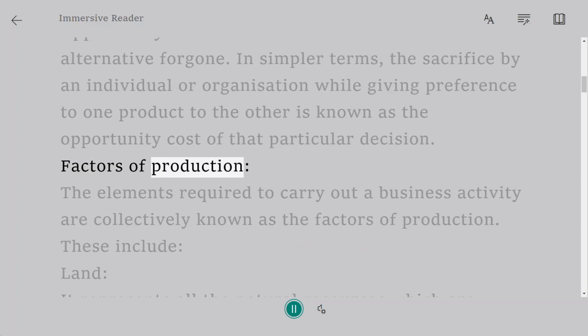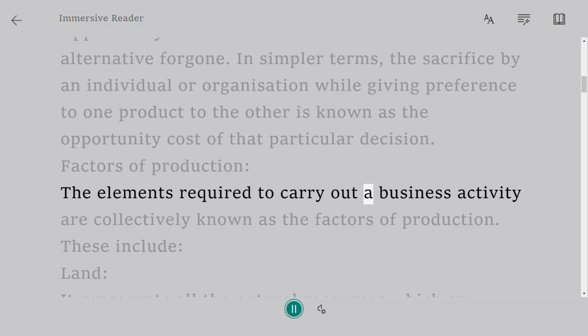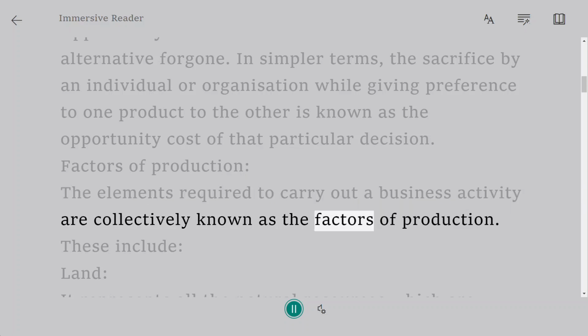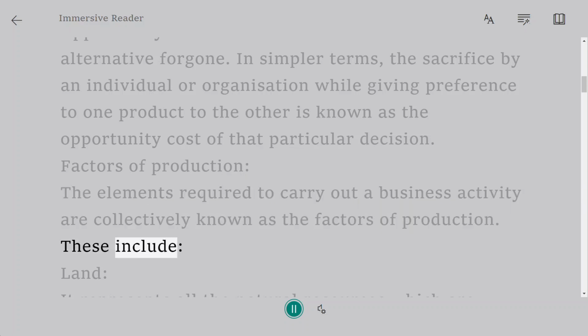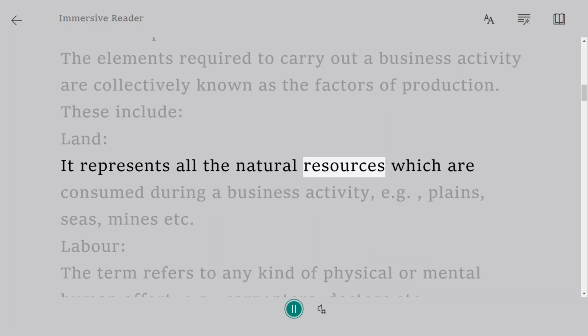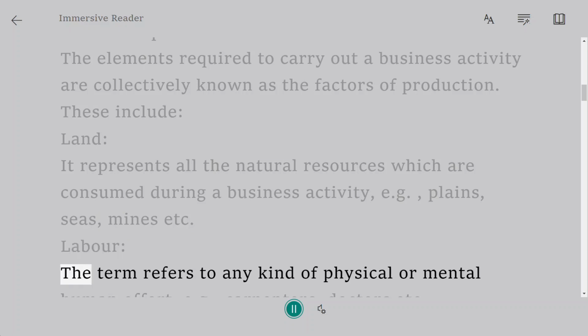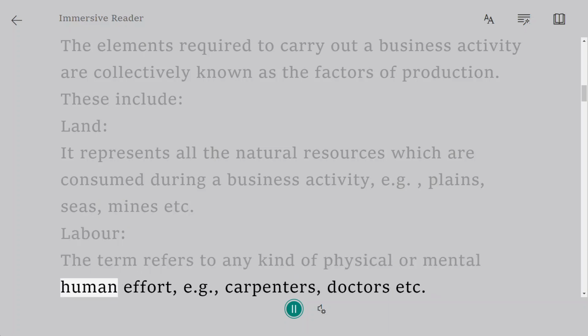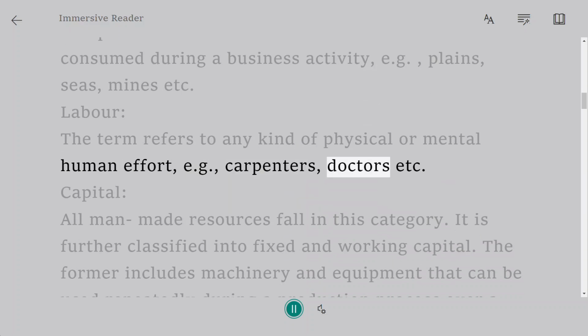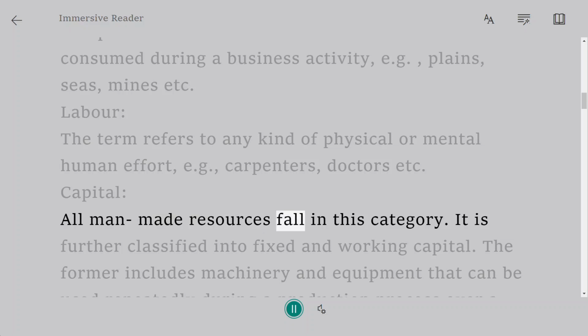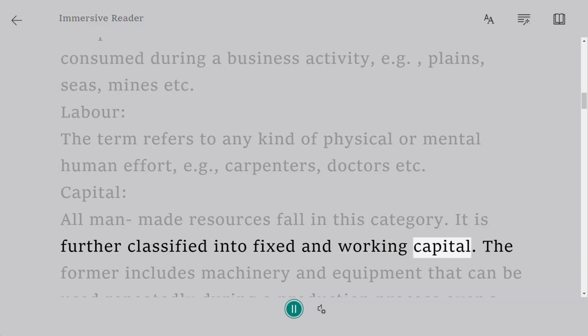Factors of production. The elements required to carry out a business activity are collectively known as the factors of production. These include land. It represents all the natural resources which are consumed during a business activity, e.g., plains, seas, mines, etc. Labor. The term refers to any kind of physical or mental human effort, for example, carpenters, doctors, etc. Capital. All man-made resources fall in this category. It is further classified into fixed and working capital.